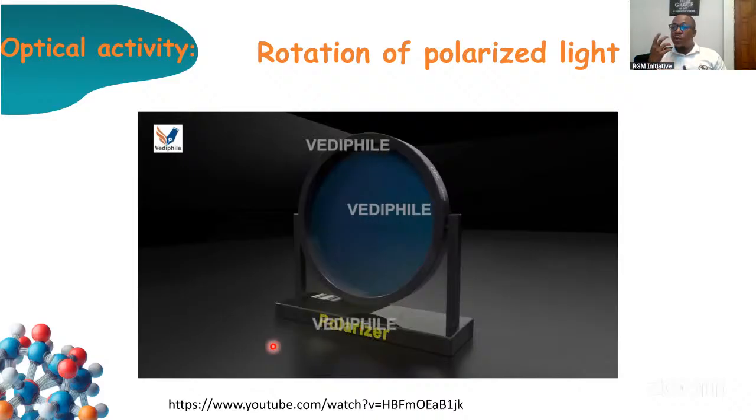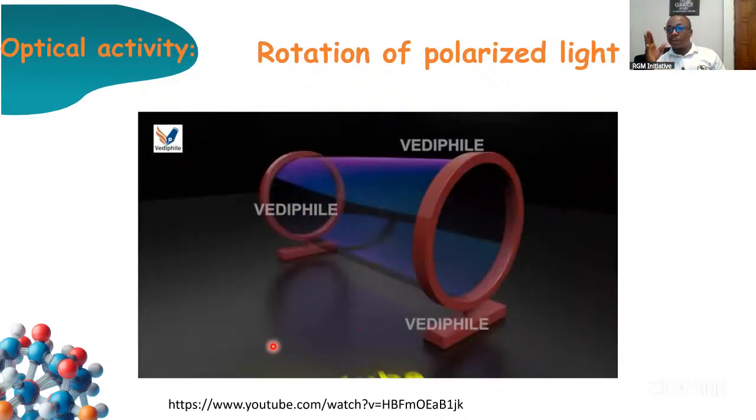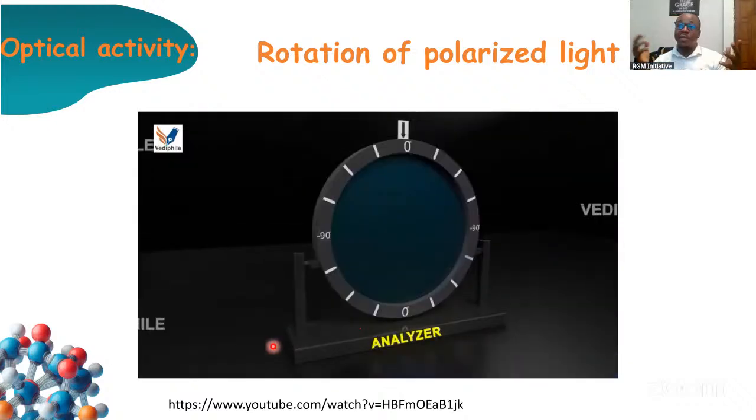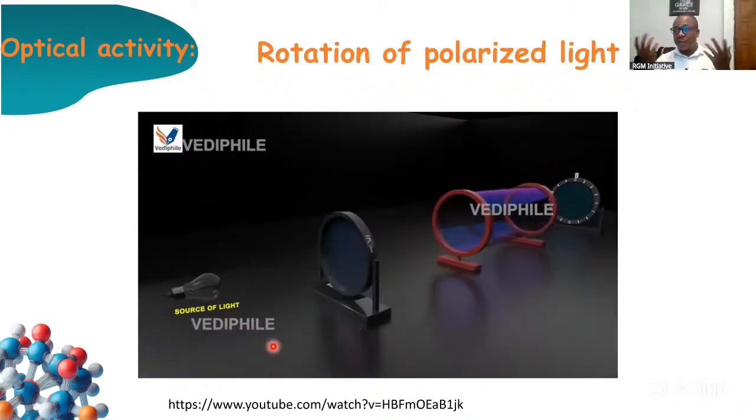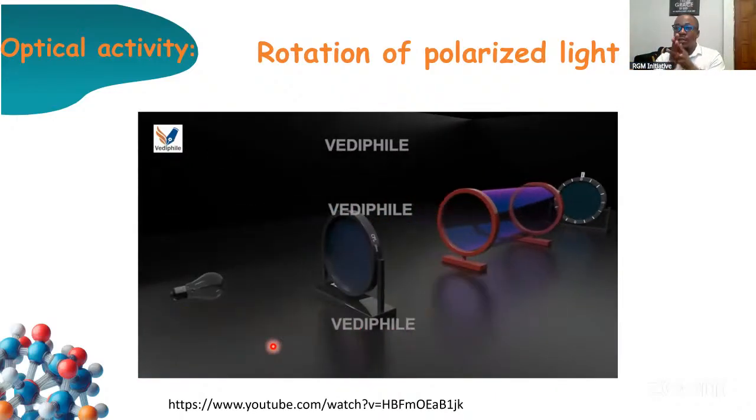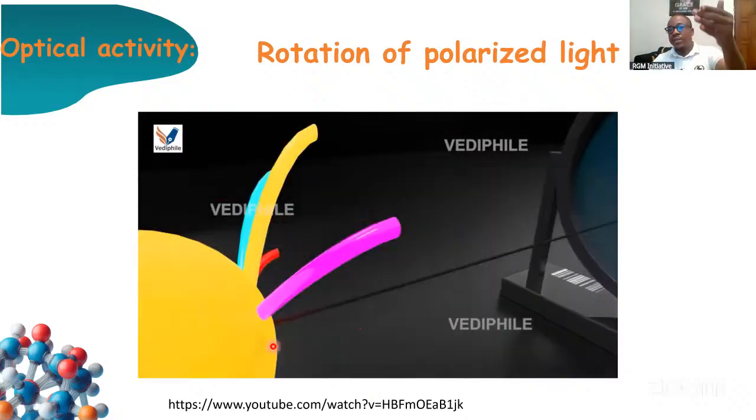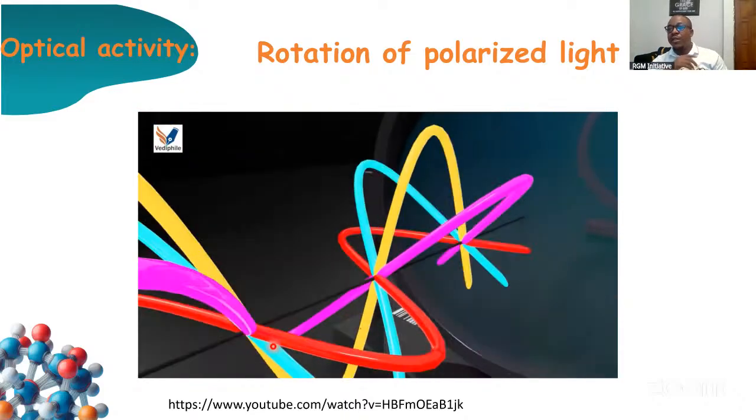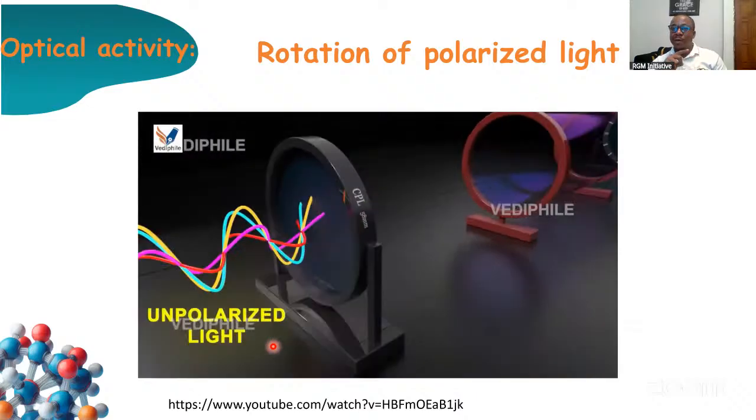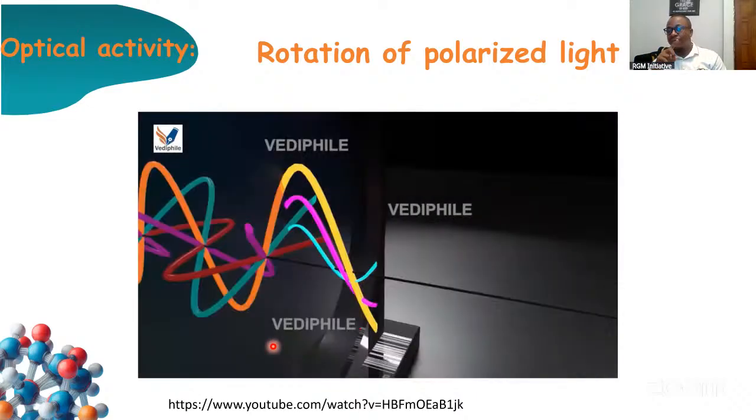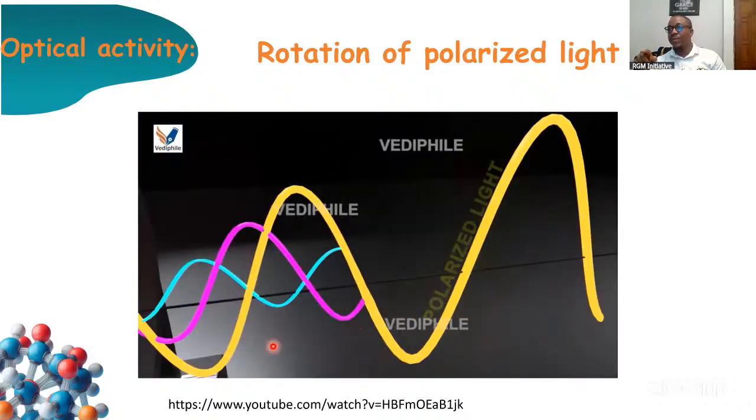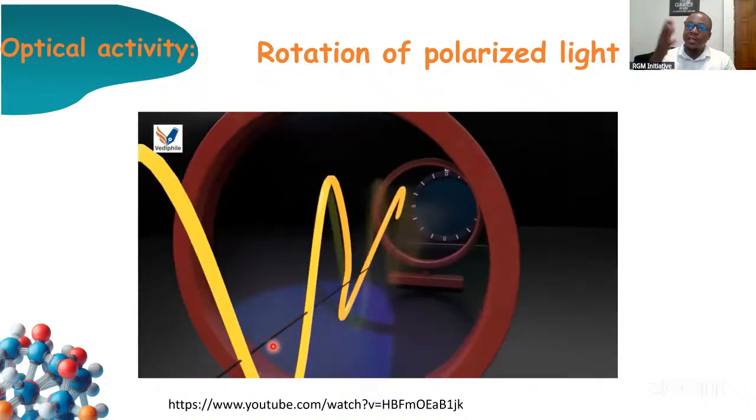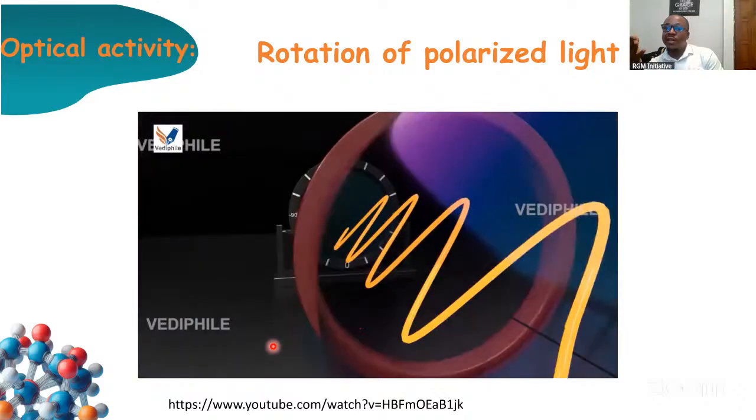You can see the video playing. Here is a sample tube that contains your sample, either glucose or each of the amino acids, aspartate, phenylalanine. That is the sample container. This is the light. You can see the beam of light, which is called the unpolarized light. So the polarizer will make sure that a particular light path is seen. You can see the polarized light.